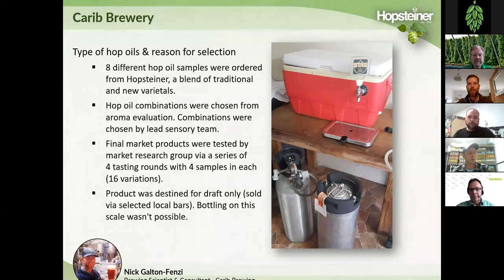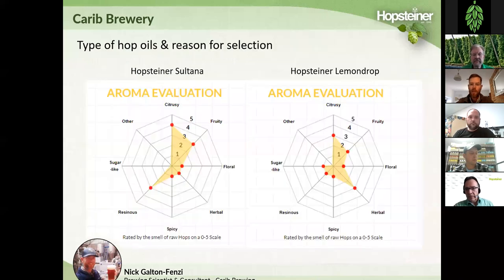The lead sensory team came up with a mechanism, just like the other guys, that said we needed hop complexity. Just running one single hop did not give enough of the aromatic characters that we were looking for. Like I said, we were running this as a draft only because the bottling on this scale was not an option. So I'll just have a look at those aroma evaluations. And this is purely why these two were chosen.